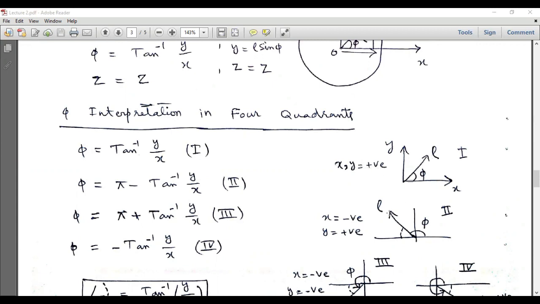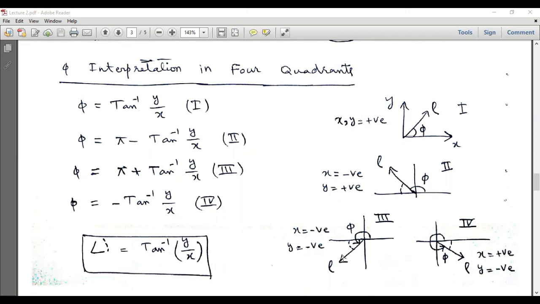If our point is lying in the second quadrant, then x will be negative and its y component will be positive, and in that case phi will be calculated as pi minus tangent inverse y over x, because tangent inverse y over x will give us this angle. Phi is the angle between this rho vector and this x-axis. So phi will be calculated by subtracting this tangent inverse y over x from pi. This whole angle is pi, and if we subtract this angle, we will get phi. So for the second quadrant, this expression will be used.